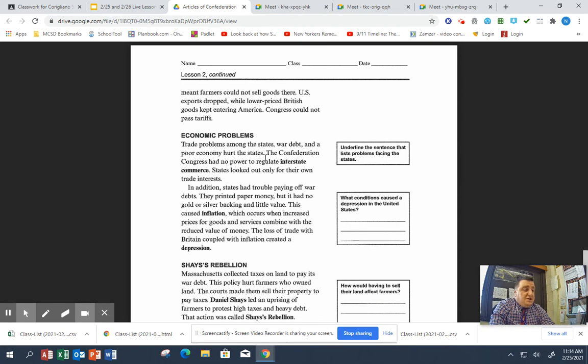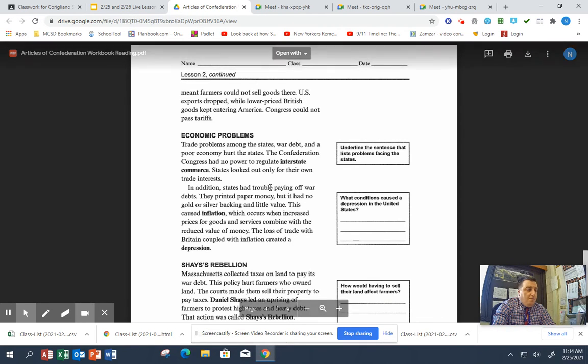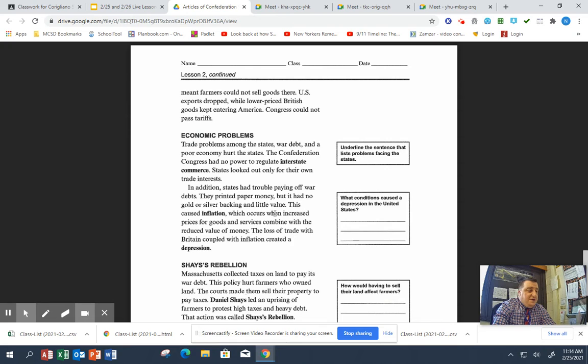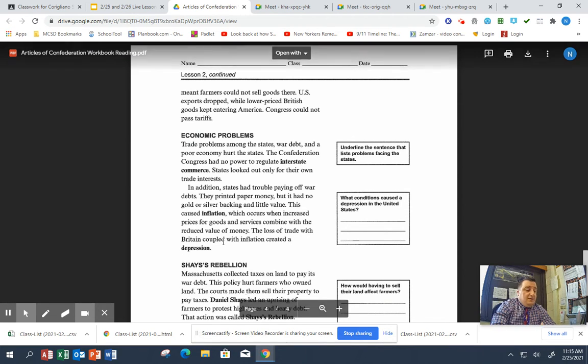So, what conditions caused the depression in the United States? They printed more money, which caused the value of that money to go down. And it caused the price of goods to go up. Okay, which results in goods being more expensive, but people not having enough money to buy and pay for things. And the loss of trade also makes it difficult for people to make money, which leads to a depression where people don't have a lot of money to spend and can't even necessarily afford to pay their bills.